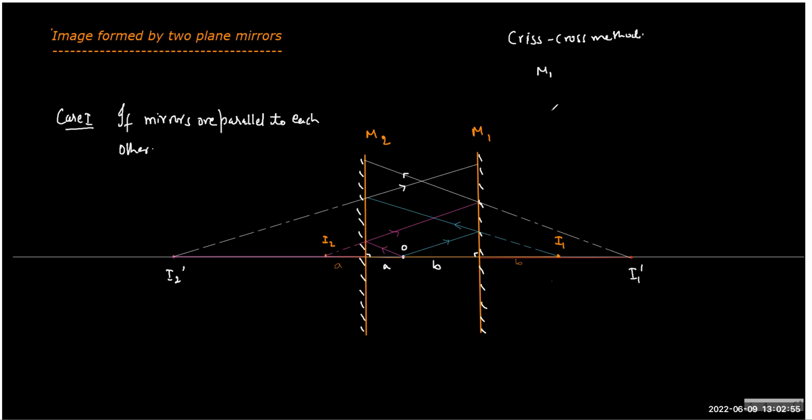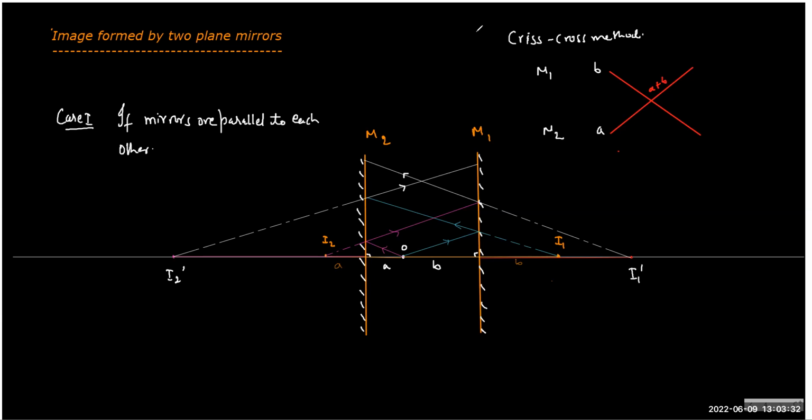So if M1 and M2 are two mirrors, the first image of M1 is at what distance? You can see B distance. And the first image of M2 is at what distance? A distance. Do you realize? You draw a crisscross line. And the separation between the mirrors is how much? A plus B, the separation between the mirrors.